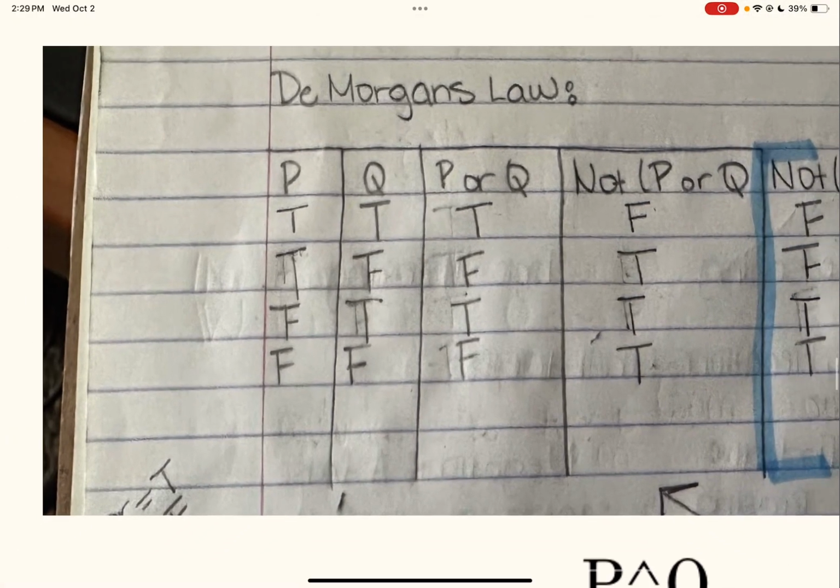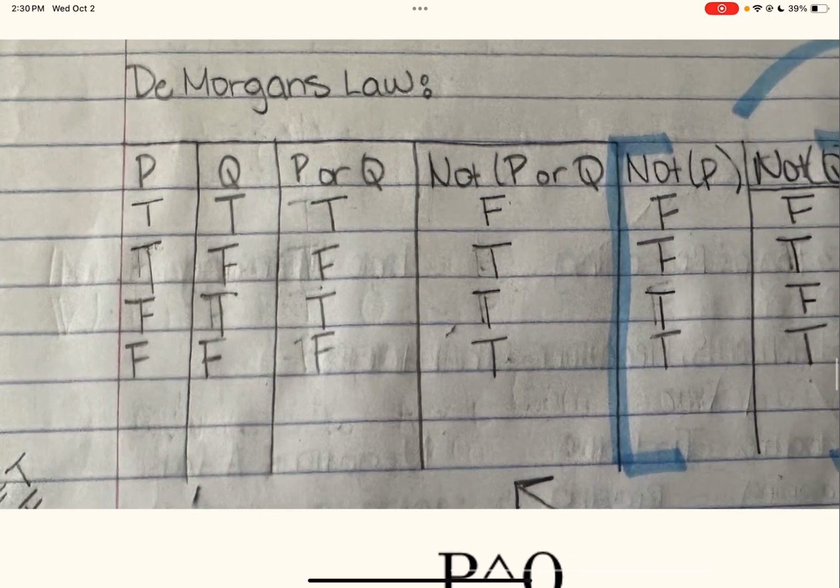So for our third column of our truth table, we will use our first two rows to go off of. So it's true, true, so our P or Q is true. True, false, so our Q is false, and so forth and so forth. And for our not P or Q section, it would be the opposite of P or Q, well, the negation.